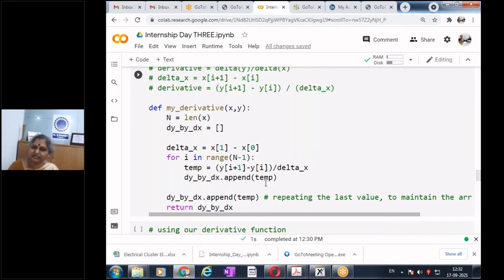And this is appending, which we have seen last time. Now when I complete the loop, I will have one term less. So just for having the same length, I am appending it once again, though not correct. I'm repeating the last term once again, and then I am returning it.